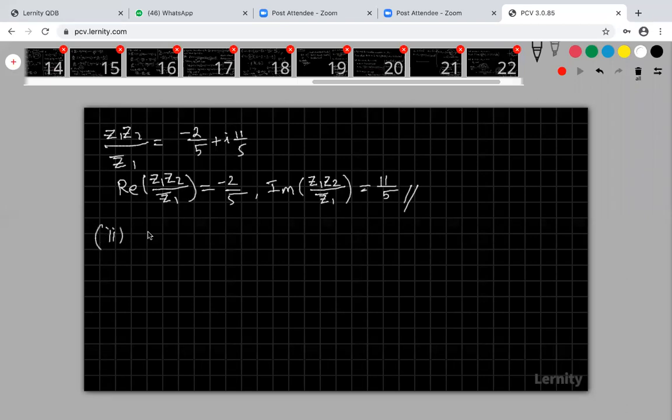Okay, now come to the second question. What is my second question? Find the value of the imaginary part of 1 by Z1 into Z1 bar. Find out the imaginary part. Similarly, first of all, find out what is your Z1 into Z1 bar. Find this, write it in A plus IB form, and then write the imaginary part and the real part of the complex number.